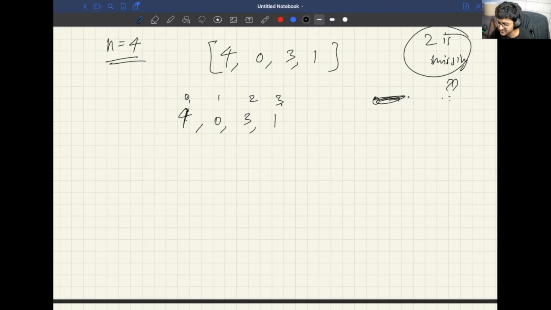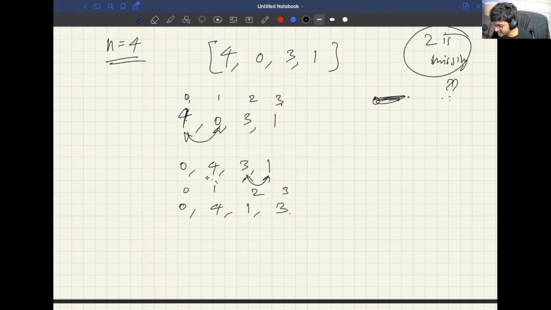Okay, move ahead. Is 0 at the correct index? No, it's not. Then swap it. 0, 4, 3, 1. Now is 4 at the, no, I'm going to ignore this. Is 3 at the correct index? No, it's not. Swap it. 0, 4, 1, 3. Then everything is over.